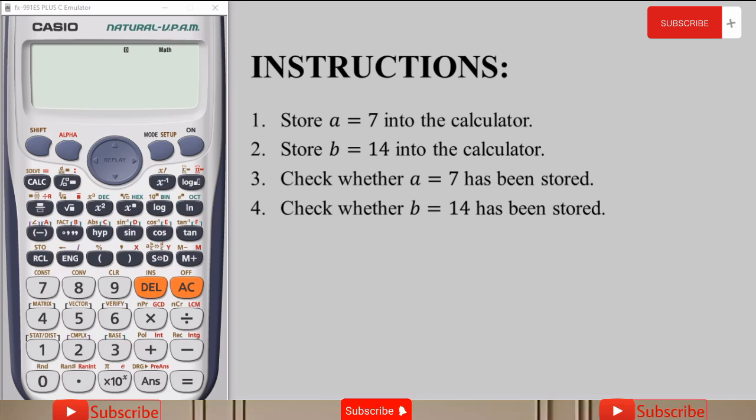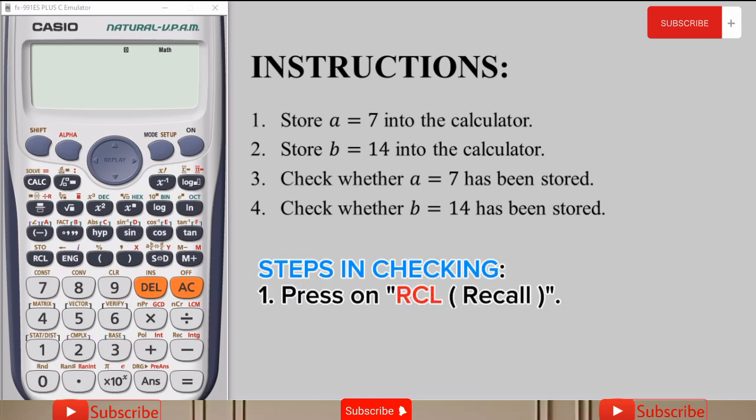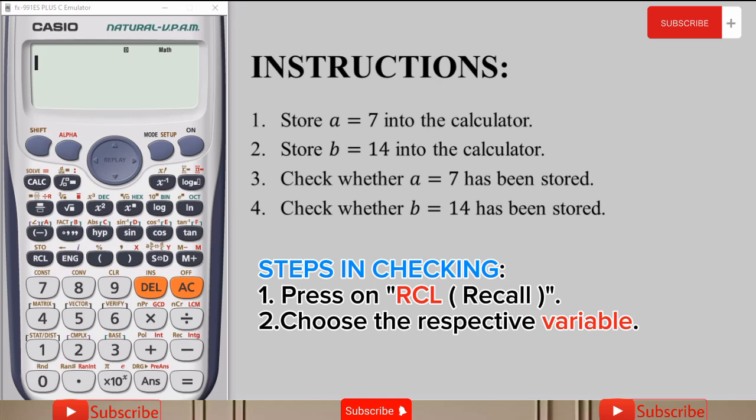For the third instruction, we have to check whether A equals 7 has been stored into the calculator. So in checking whether a particular value has been stored into the calculator, we have to follow these steps. What you have to do is to first press on RCL. So RCL is an abbreviation for recall. And secondly, you press on the respective variable. So for the third instruction, we are checking whether the A equals 7 that we stored earlier has actually been stored into the calculator.